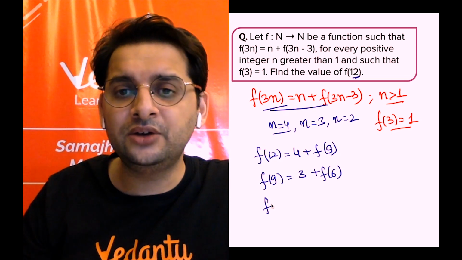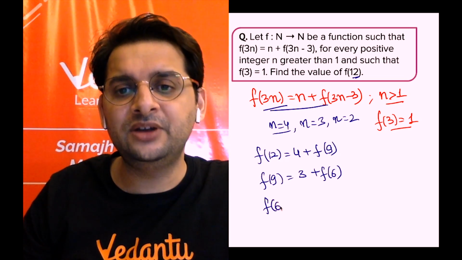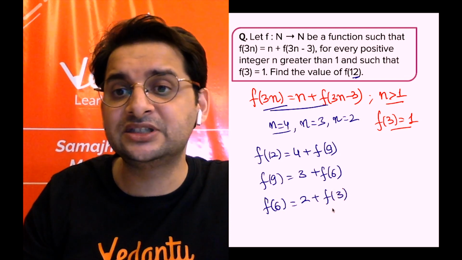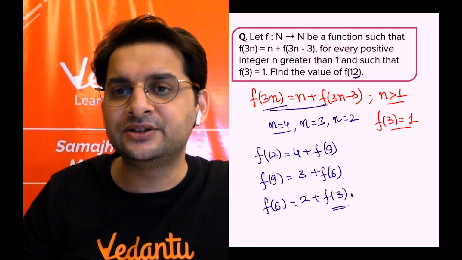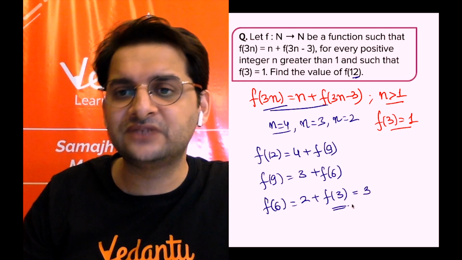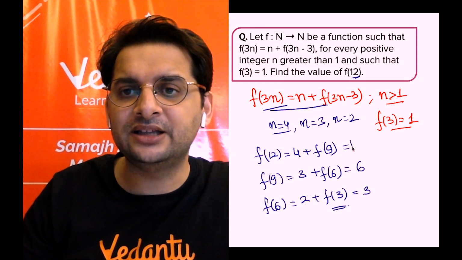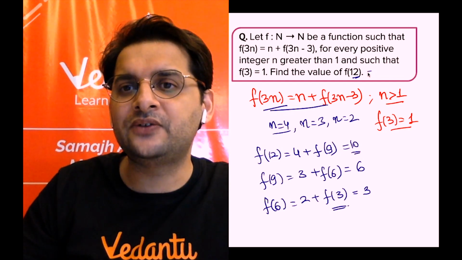So that is how you're going backwards. So n as 2, it will be 2 plus f of 3. And f of 3 is something which is given to us. So f of 3 is 1. So f of 6 would be 3. This would be 6. And this would be 10. So the value of f of 12 is 10.